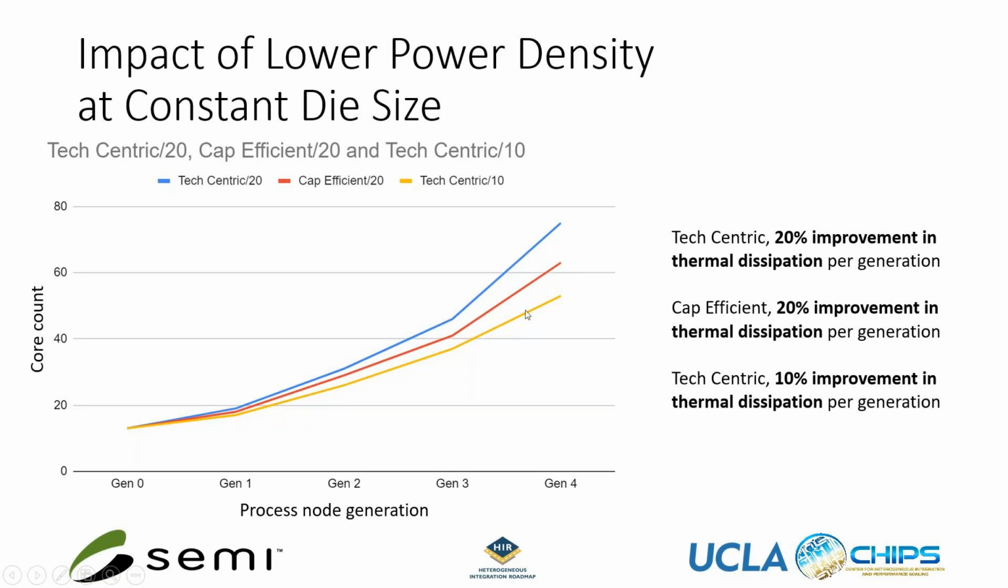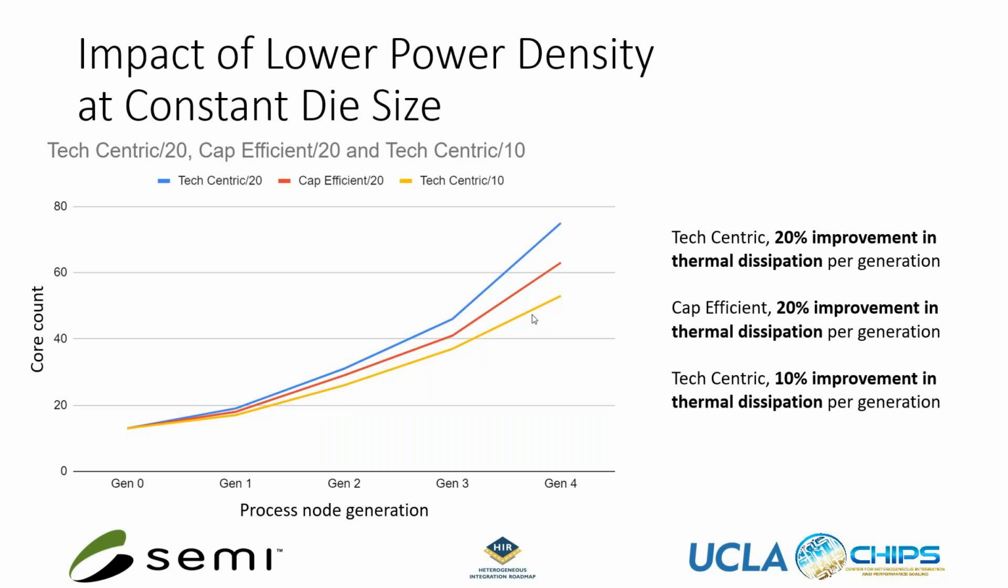But if you can't improve your thermal dissipation density by 20% and you're capped at 10%, that actually has a far more significant impact than freezing bond density at today's levels. You fairly quickly become power constrained in your chiplets.